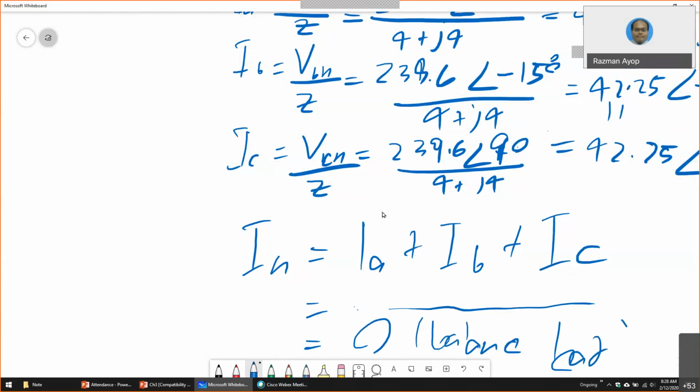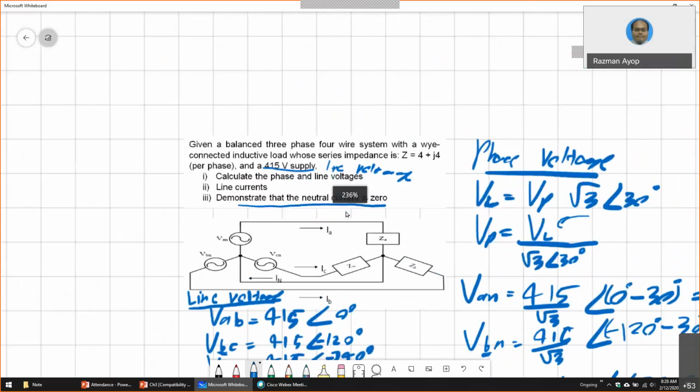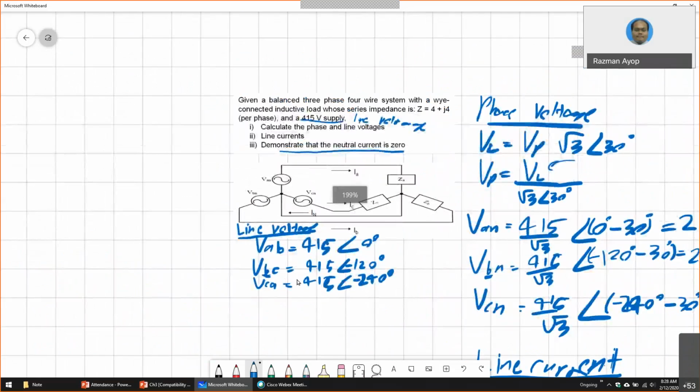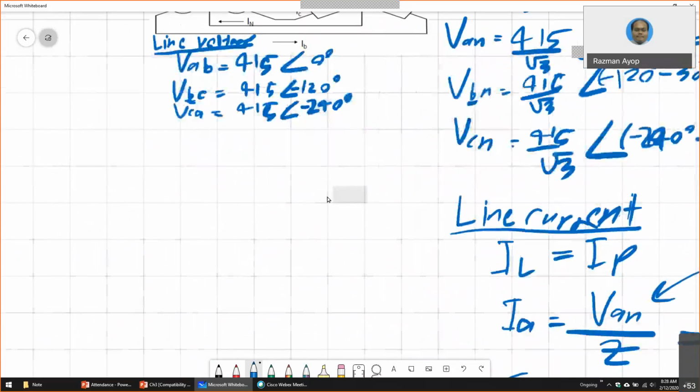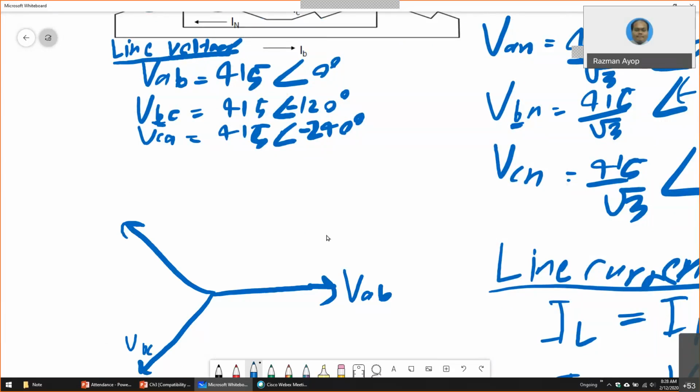So that is how you answer this question. Make sure you know how to answer this. Don't forget to know how to draw the phasor diagram. The phasor diagram is here. If you look here, this one is VAB, VBC, and VCA.